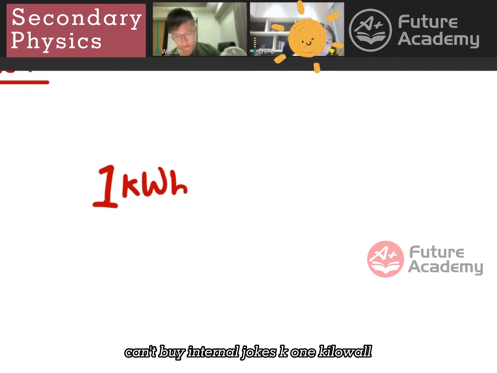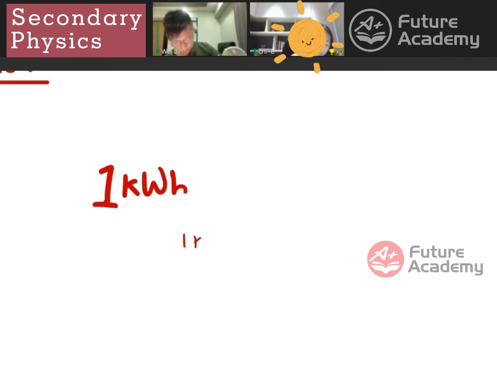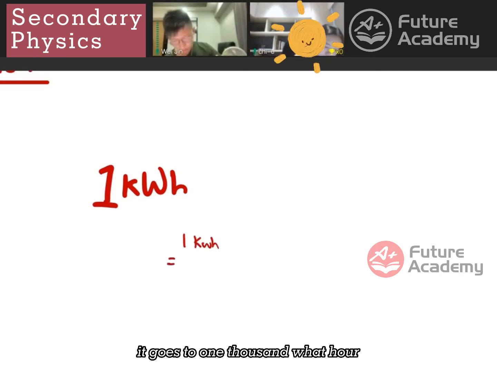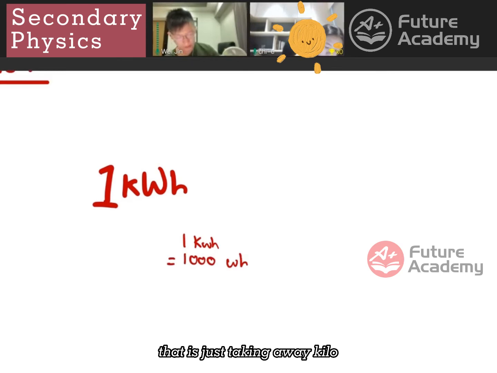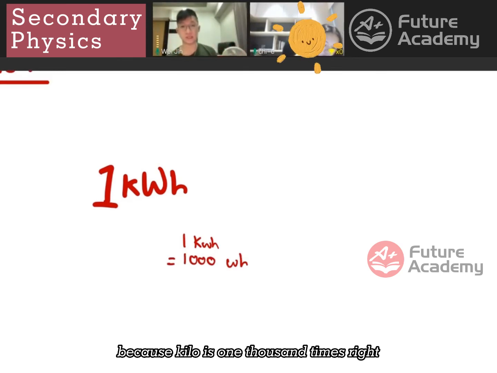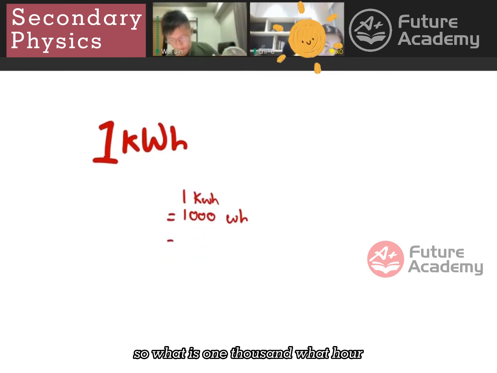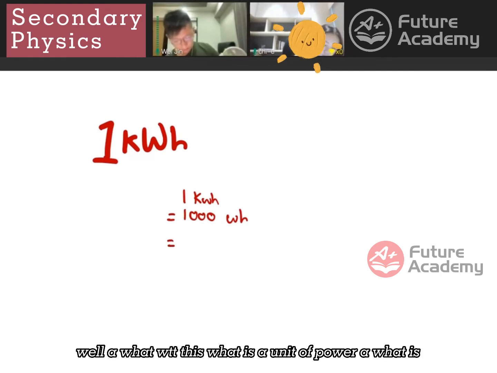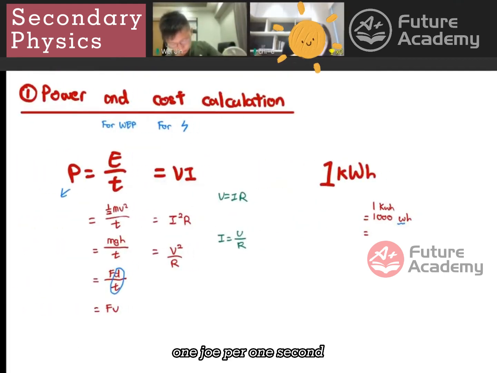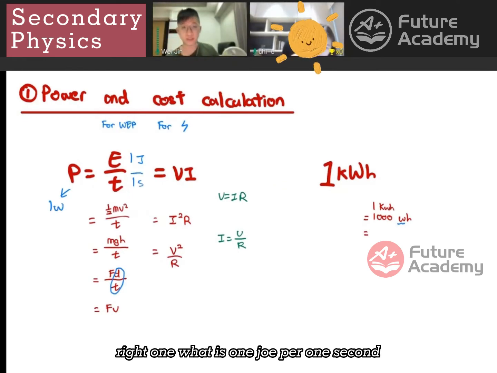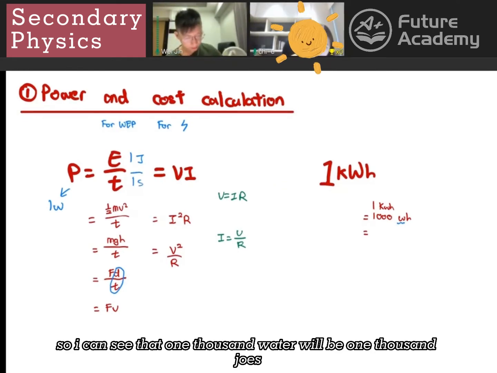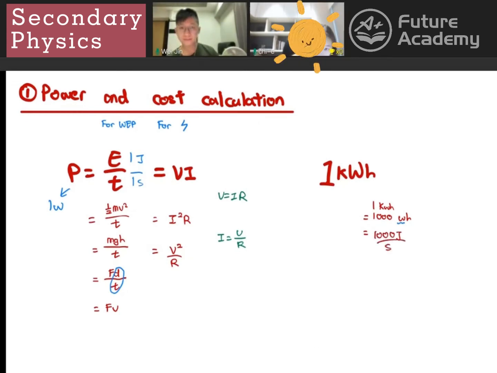But in terms of joules, 1 kilowatt hour equals 1000 watt hour. That is just taking away kilo, because kilo is 1000 times. So what is 1000 watt hour? A watt is a unit of power. A watt is 1 joule per 1 second. So I can say that 1000 watts will be 1000 joules per second. Make sense to you?